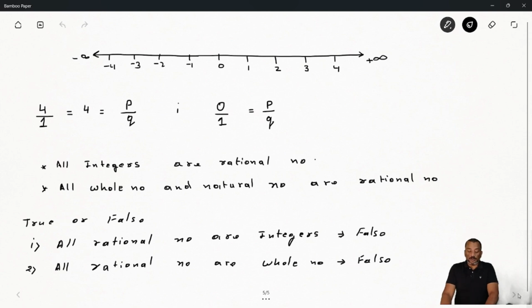Now coming to the next part. Now we have to find a rational number between any two numbers. Suppose it is a whole number or it is an integer. Okay, so sometimes a question you will get like, hey, find two rational numbers between 2 and 3.